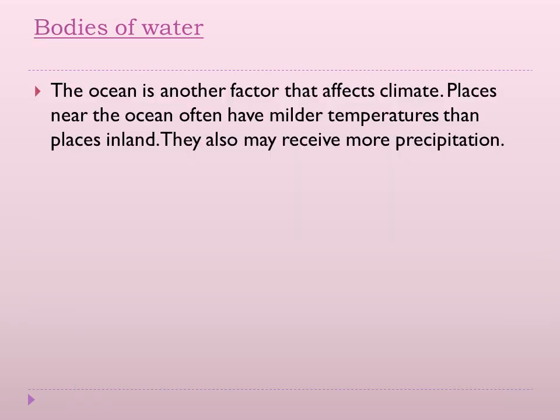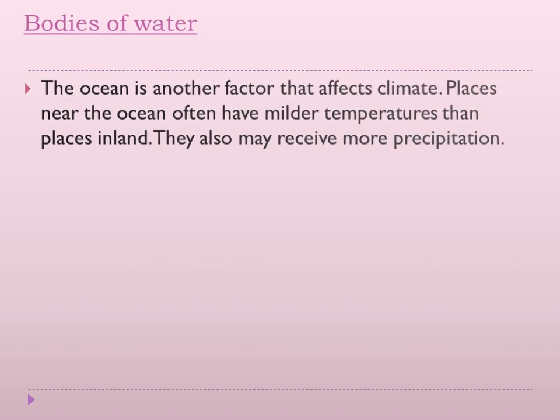The other factor that affects climate is bodies of water. The ocean can affect a climate. The ocean is another factor that affects climate. Places near the ocean have milder temperatures than places inland. They also may receive more precipitation. So that is the next factor: the ocean or bodies of water also affect the climate of a particular region.